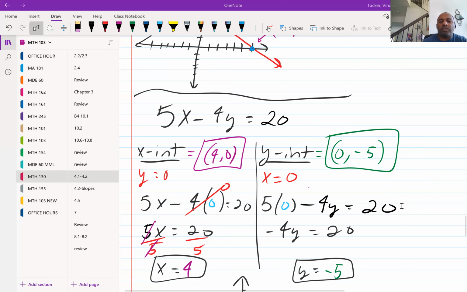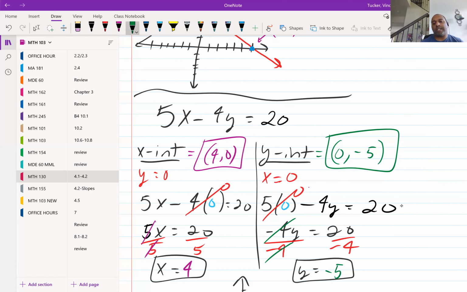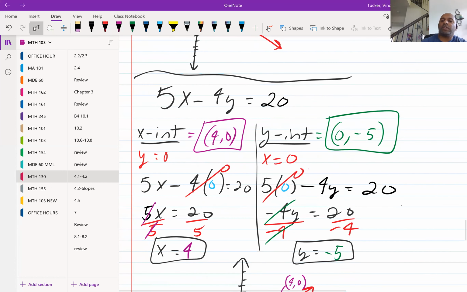All right, so then do the same thing for your y-intercept. You let x be equal to 0, 5 times 0 is 0. That leaves you with negative 4y equal to 20. Make sure you don't lose that negative. So you divide both sides by negative 4. y is equal to negative 5. So we have our ordered pair of (0, -5).